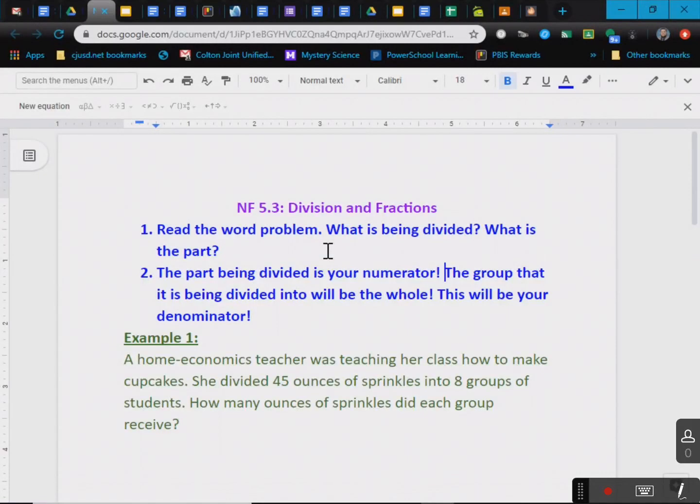Hello everyone, welcome to a special episode, NF 5.3 Division and Fractions. This is a rather simple concept where you just need to really read carefully on what they're asking you to do or what information they're giving you, and then you're just going to put the division problem into a fraction.